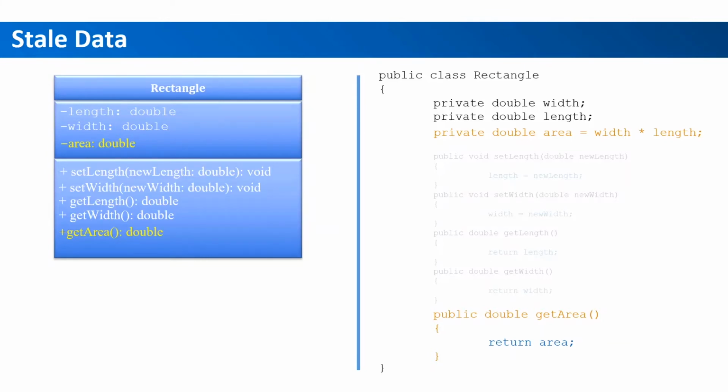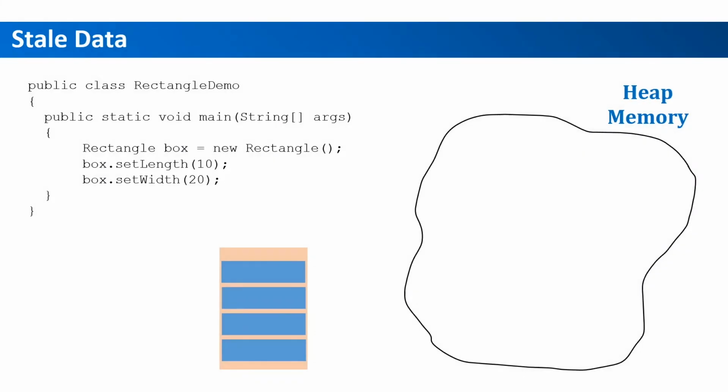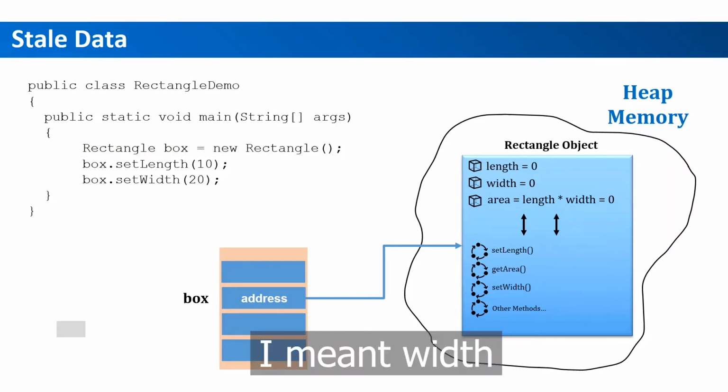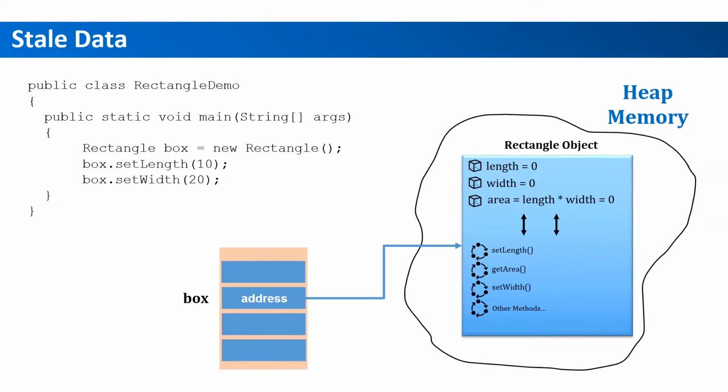So what's the problem? The problem is that when you create a rectangle object, like in this code, Java will create the object which has the three fields and all the methods. The length and the width are initialized to 0. Since the area is equal to length times width, it will be equal to 0 as well. Notice that all of this is done automatically when you create a new rectangle object for the first time.